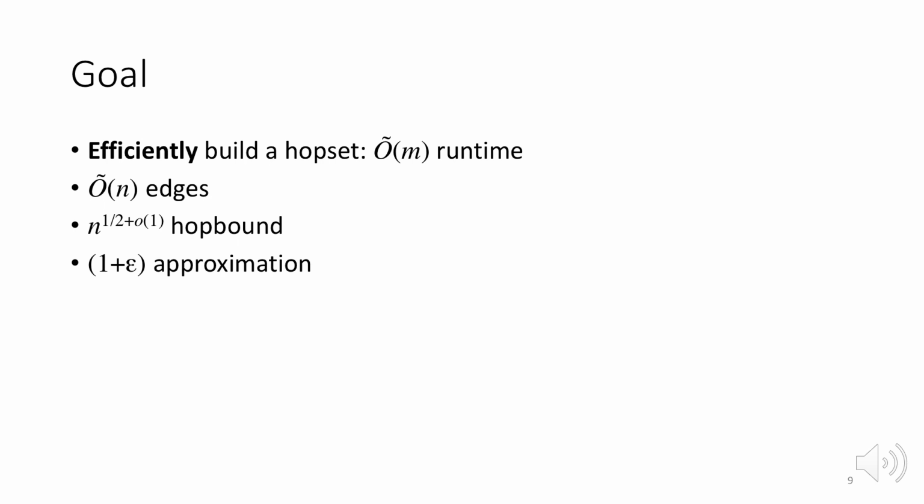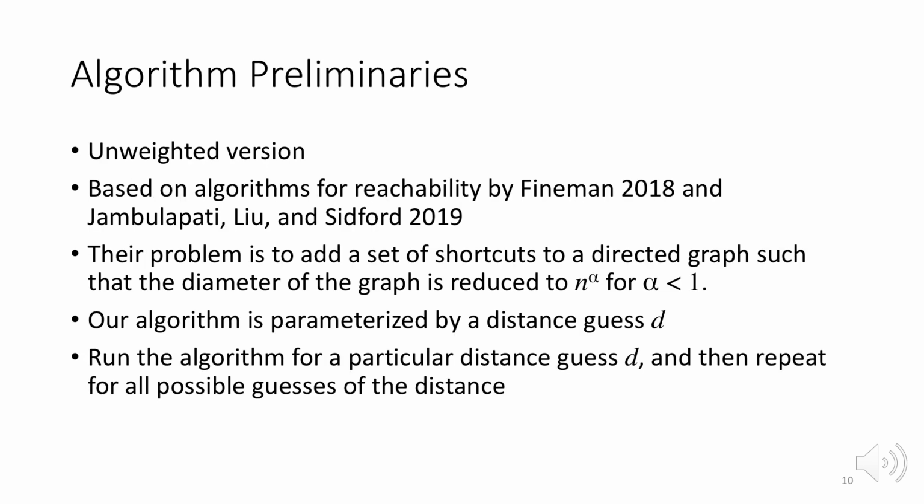Our goal is to efficiently build a Hopset, meaning it has nearly linear runtime, nearly linear number of edges, n to the 1/2 plus little o of 1 hop bound, and a 1 plus epsilon approximation. In this talk, I'll just be showing the unweighted version, and the algorithm is based on algorithms for reachability by Fineman in 2018 and Jambulapati, Liu, and Sidford in 2019.